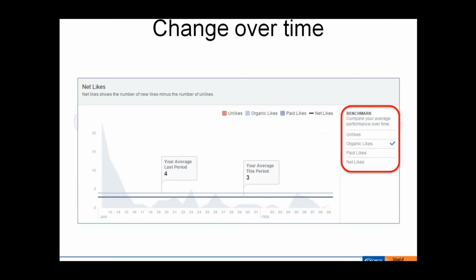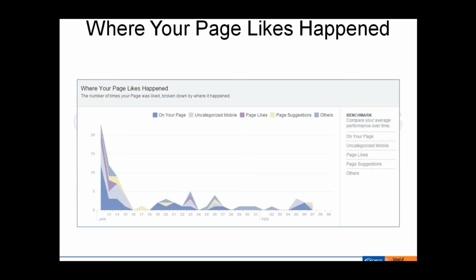Where your page likes happened is also important. So you want to find out where your likes are coming from so you can create more likes. Surprise, surprise. And on the graph here, you can see how many likes happened on your page in dark blue, how many came from mobile, which is that light blue, how many were page likes, the purple, page suggestions, which is important. So we've all seen suggestions that happen on Facebook about pages we should like. This is where they're coming from, in that yellow. And then others, which could be a lot of different stuff.